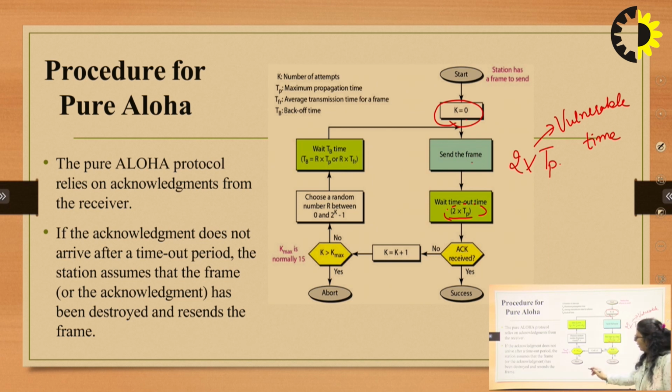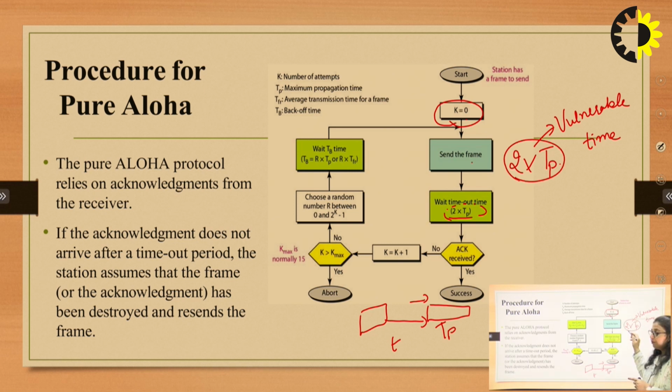For example, if station A has sent data at a particular time t, it is of this size, and its transmission time is TP. If the next station wants to send data, it should wait at least 2 into TP. If it sends data at 12, then it needs to wait at least until 12:10, and only then will it send the data.